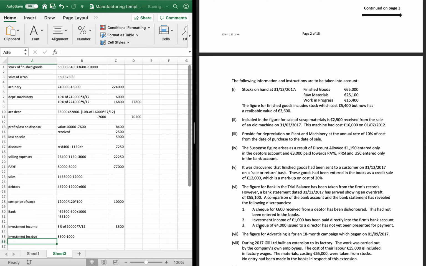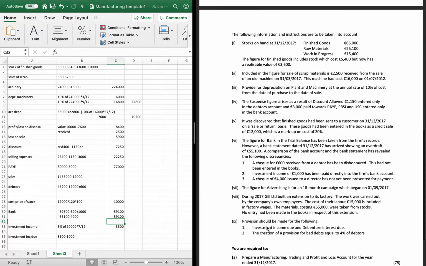Okay, and the third one, a check for 4,000 issued to a director had not been presented for payment. That means we've put it in our accounts, so that one is correct. And then this 4,000 is wrong. So that's 59.1. And then this is 59.5 minus 600 plus 1,000 will be 59.1 as well. So you got it to balance now at this stage. The key to that is making sure you do your double entry.